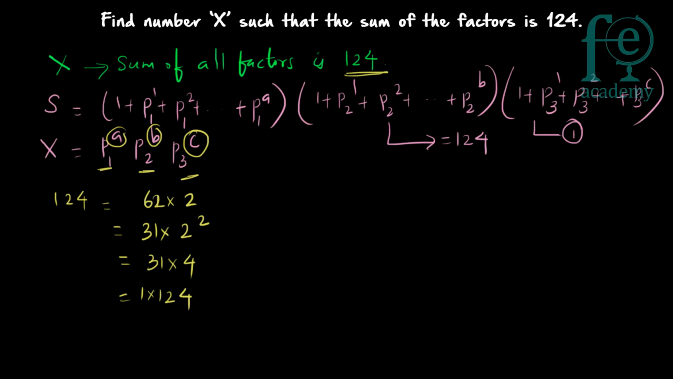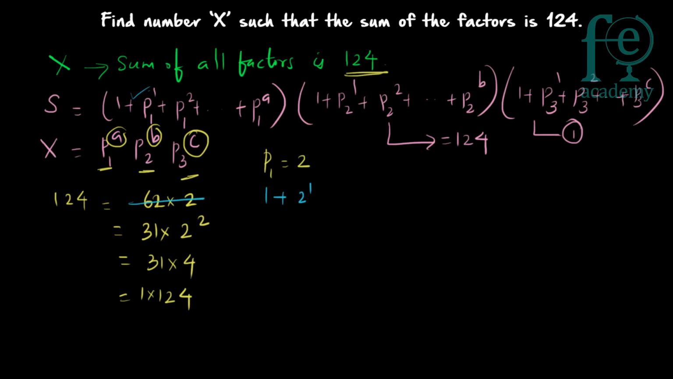So take 2 into 62. But can 2 be expressed in the form of 1 plus p1 plus p1 square plus up to p1 raised to a, where p1 is any prime number? Suppose p1 is equal to 2, the smallest prime number possible. When p1 is equal to 2, what will the formula give? 1 plus 2 raised to 1 itself gives 3. So 2 cannot be expressed in that format.